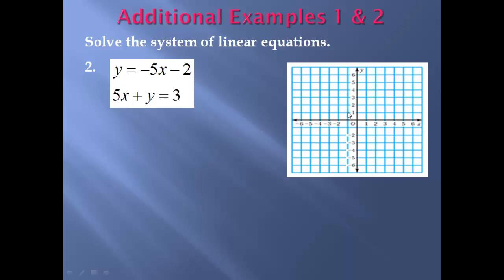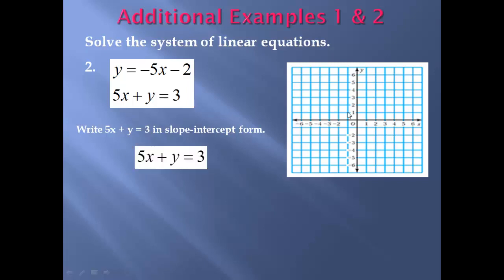Now we have another example. You can pause the video and try it on your own, or you may follow along. We're going to solve this system of linear equations. We have y equals negative 5x minus 2 and 5x plus y equals 3. The first thing we'll do is write 5x plus y equals 3 in slope-intercept form. So we're going to start with our equation. In order to do this, we're going to subtract 5x from both sides. So we're going to get y equals negative 5x plus 3.